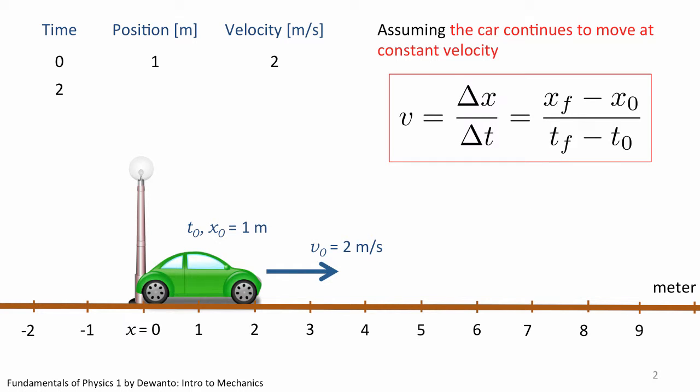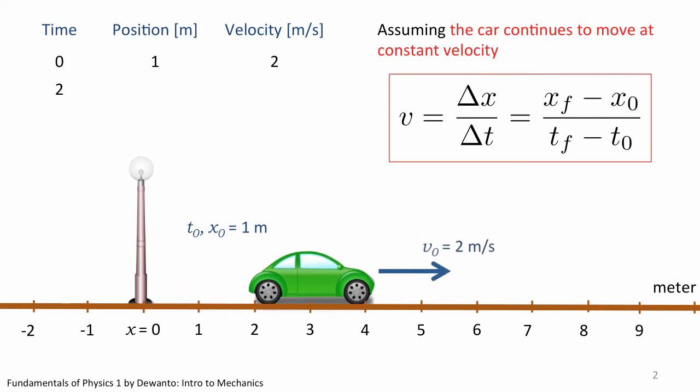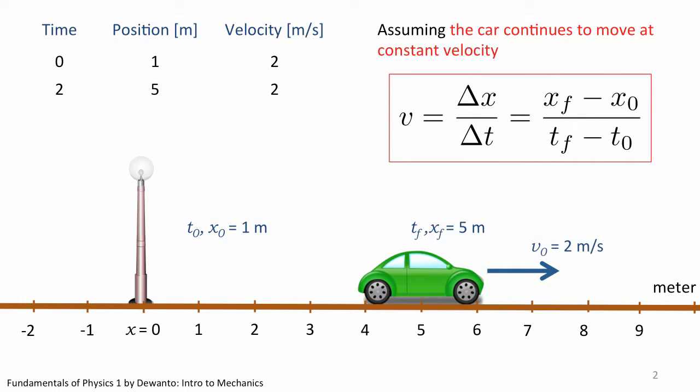We substitute the numbers, a little bit of algebra which I will leave to you guys to work out yourself. We will arrive at the conclusion that 2 seconds later, the car will be found at 5 meter, still maintaining its speed of 2 meter per second, and its course along the positive x direction, obviously, since we have already assumed the velocity to remain constant.